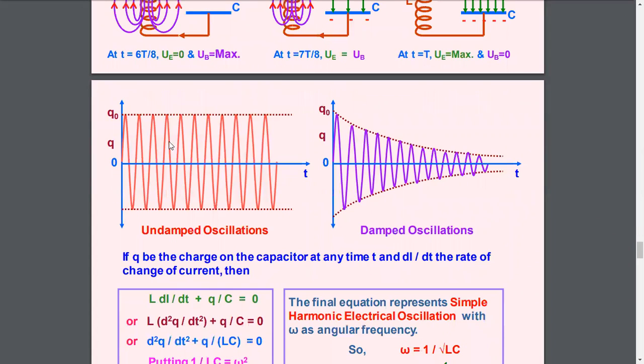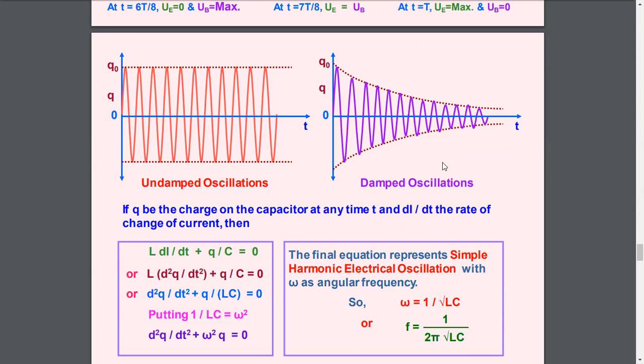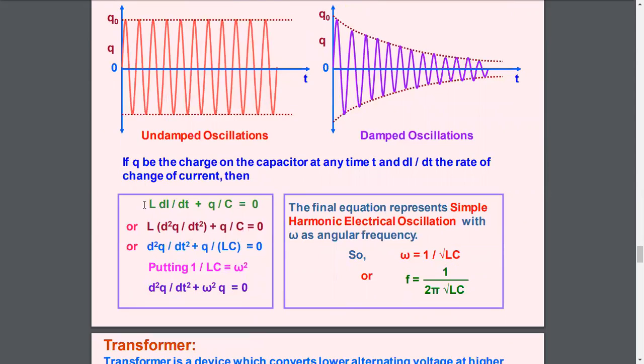This is undamped oscillation because amplitude remains the same as time passes. But in the real situation, we see that the amplitude will go on decreasing, and ultimately the amplitude becomes zero and the oscillation will vanish. Let us check this situation.